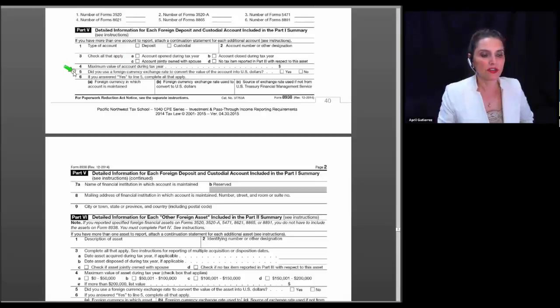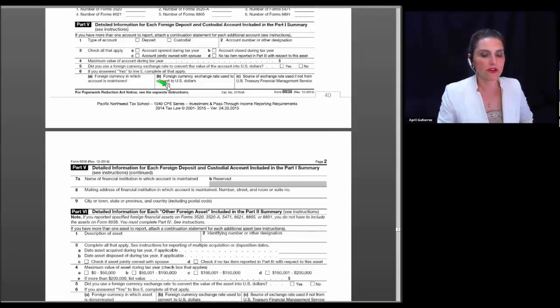Did you use a foreign currency exchange to convert the value of the account into U.S. dollars, yes or no? And if you answered yes, then it wants to know the foreign currency in which the account is maintained, the foreign exchange rate that you used, and if you used a source other than the U.S. Treasury Financial Management Service, what source did you use to come up with your exchange rate?